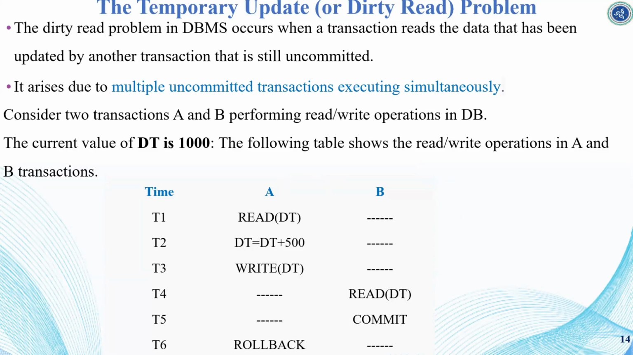After that, at the next instant, I am reading the value of DT. So what will be the value here? Here we get the value 1500.